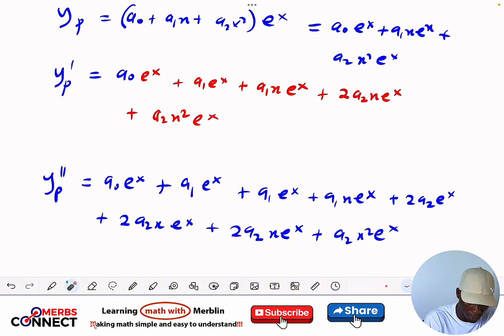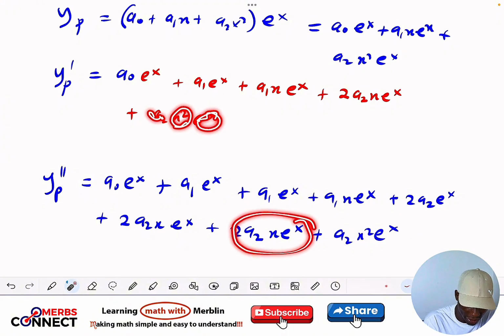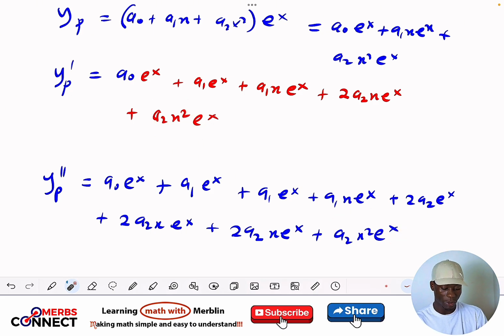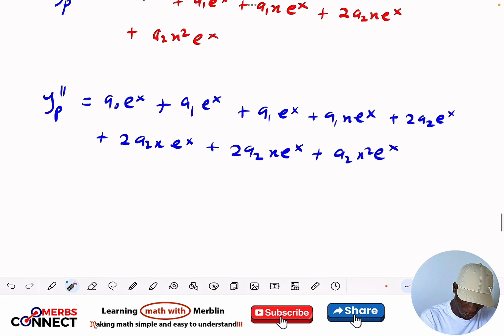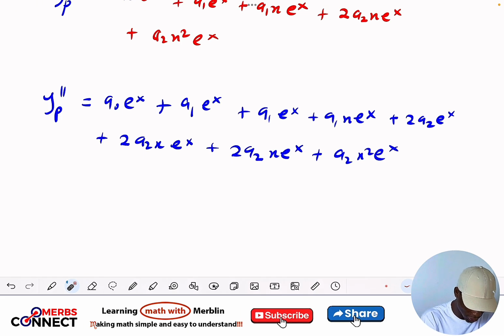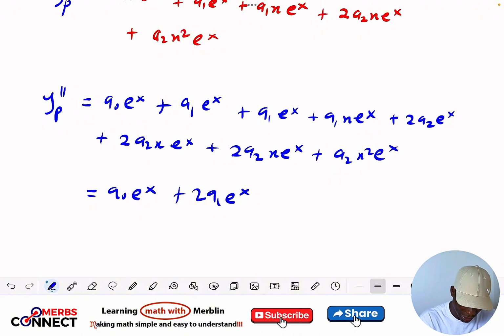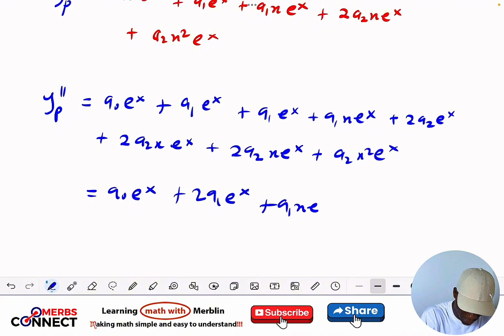So maintain e and differentiate this, giving us this, then maintain this and differentiate this, giving us that. So now we are done. But I can group some like terms, right? Yes, of course. This one can be written as, let's say, a0 e to the power x. I can add this and this to get plus 2a1 e to the power x. And then can I add anything again? No. So plus a1 x e to the power x.